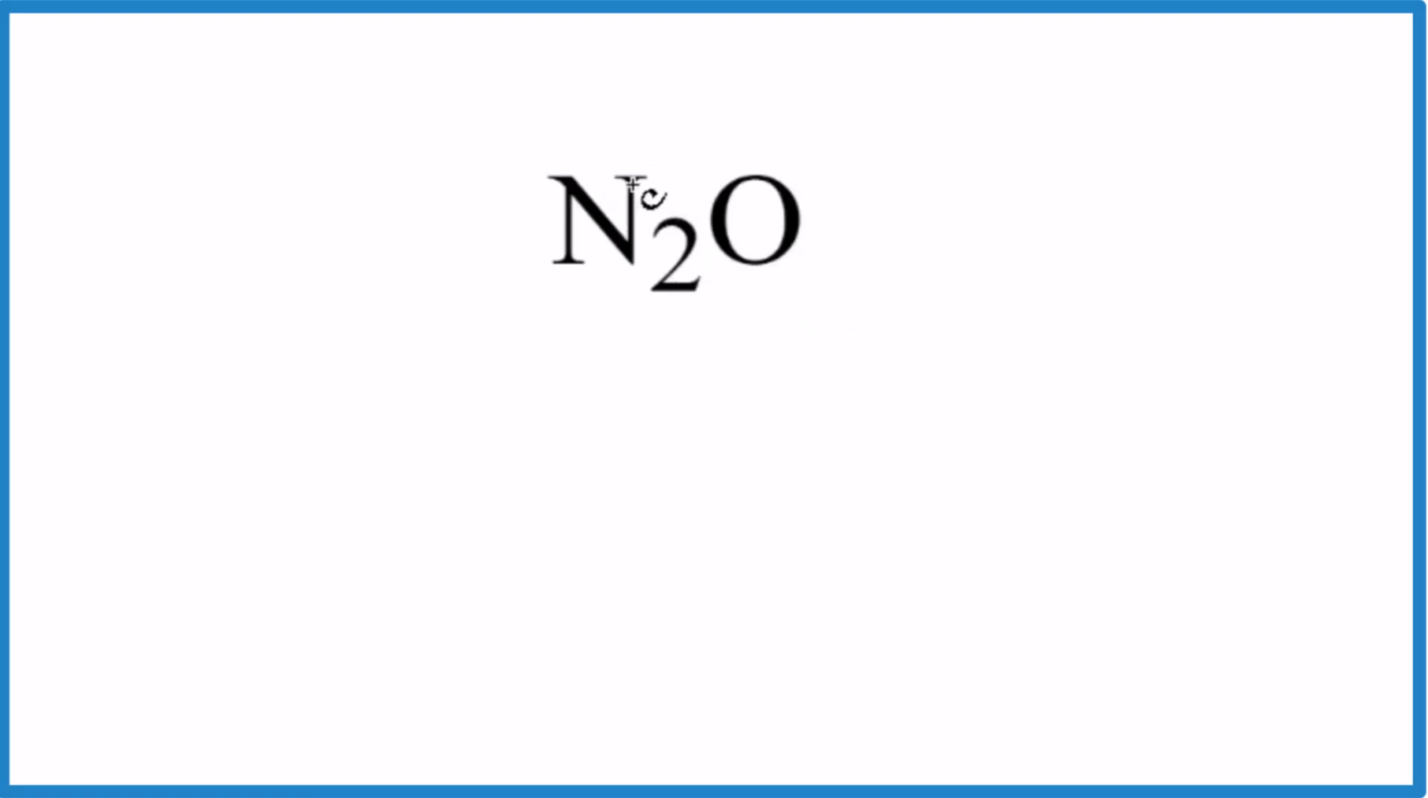Nitrogen is in group 15, sometimes called 5A. 5 valence electrons. We have 2 nitrogen atoms. Oxygen's in group 16, so we have 6. So we have a total of 16 valence electrons for this N2O Lewis structure.